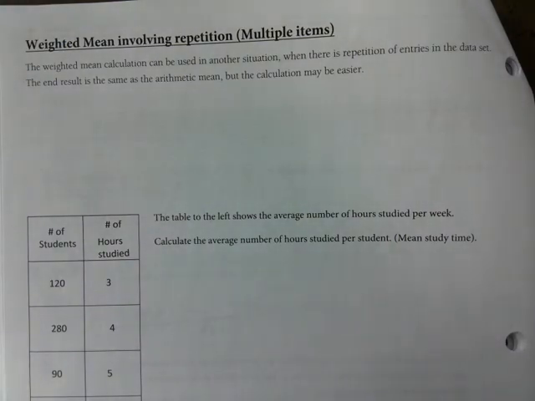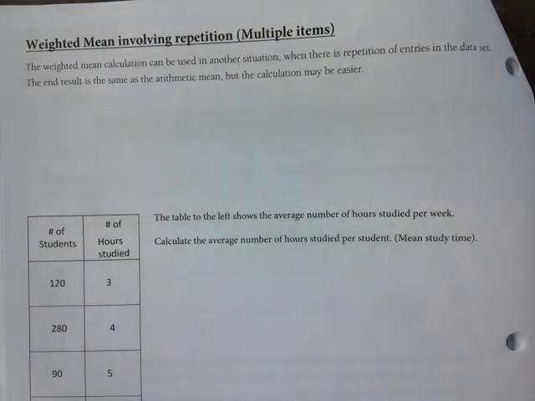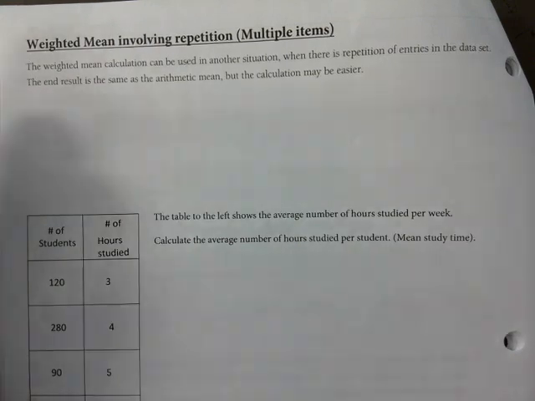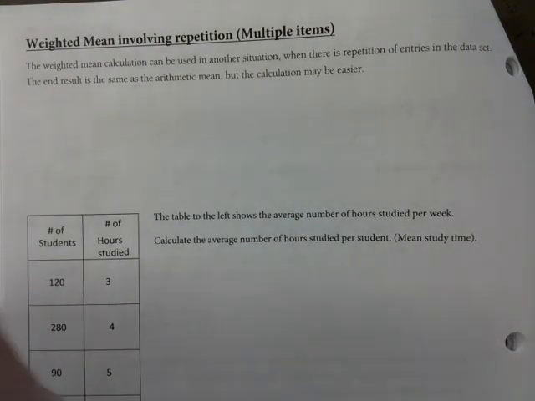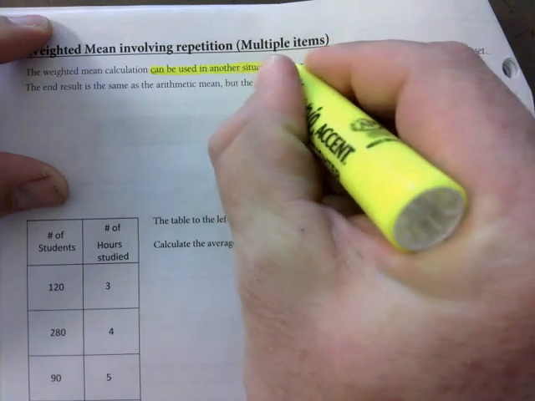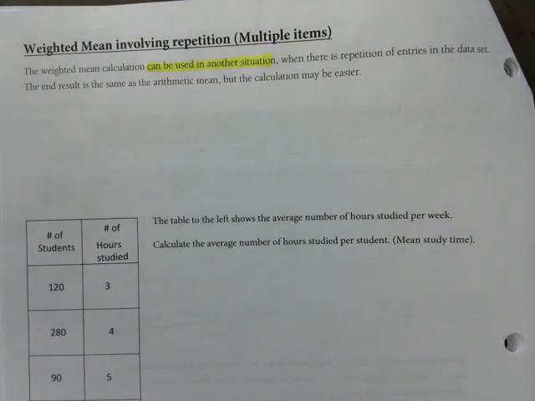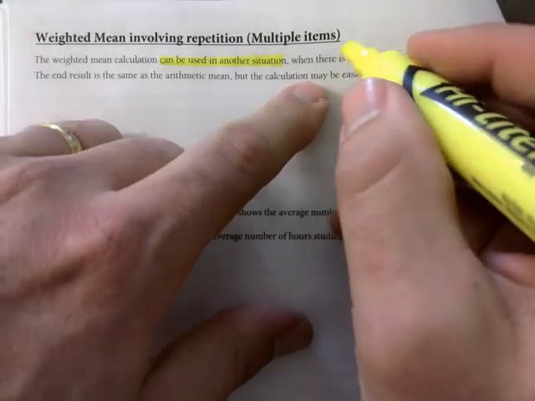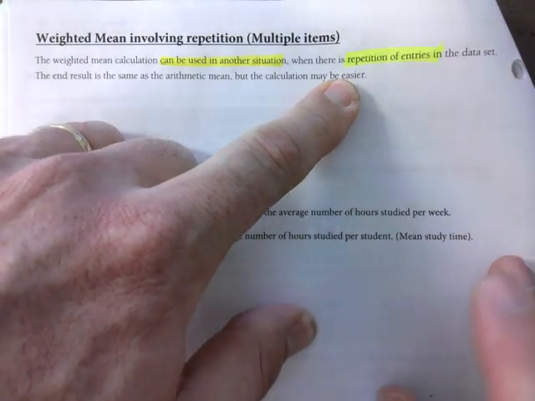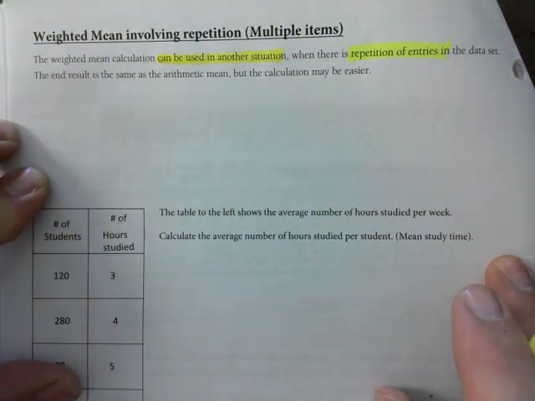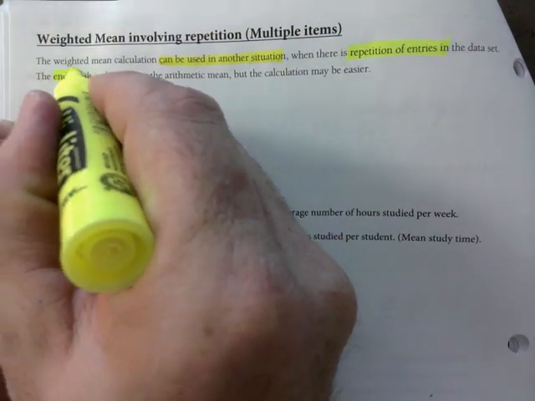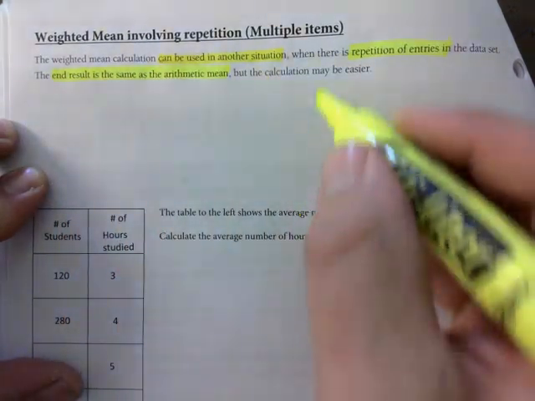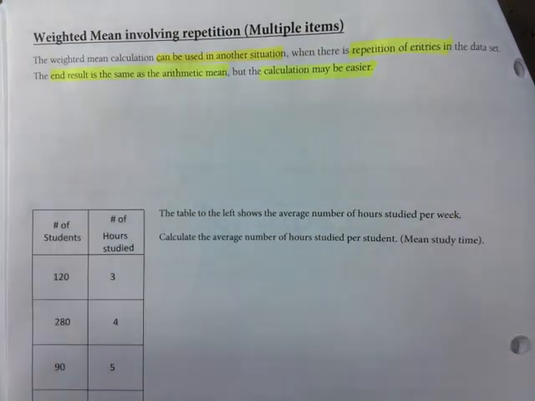So we're going to talk about weighted mean when you have things repeating, okay? Weighted mean can be used in another situation, when there's repetition of entries. Watch this: the end result is the same as the arithmetic mean, but calculations may be easier. I will say this, faster.